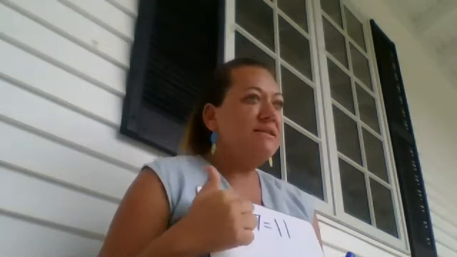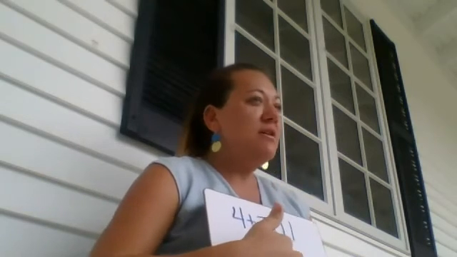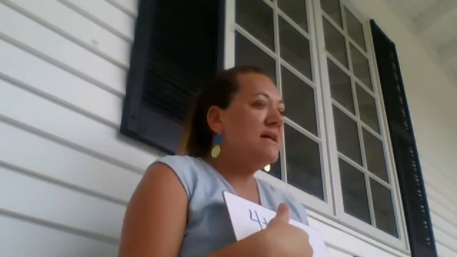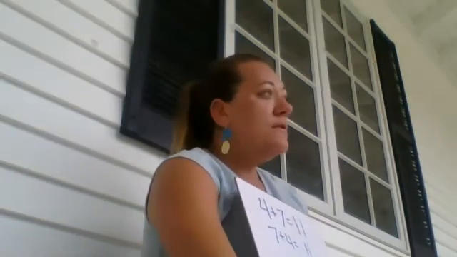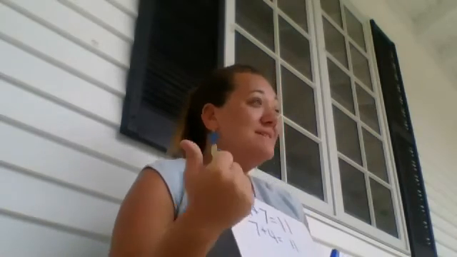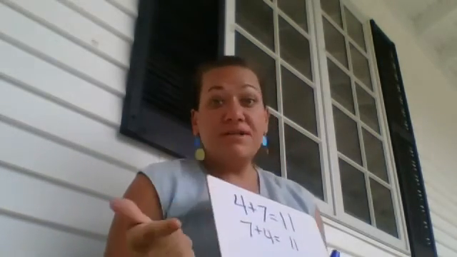When I look at 4 plus 7, 7 is the bigger number. So to me, it makes more sense in my head to start with the number 7, add 4. Because 7 plus 4 is also 11. So the commutative property works for addition and for multiplication.